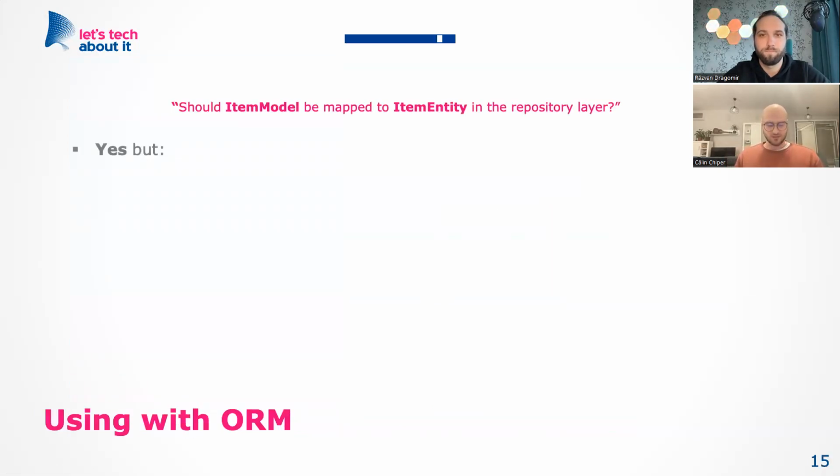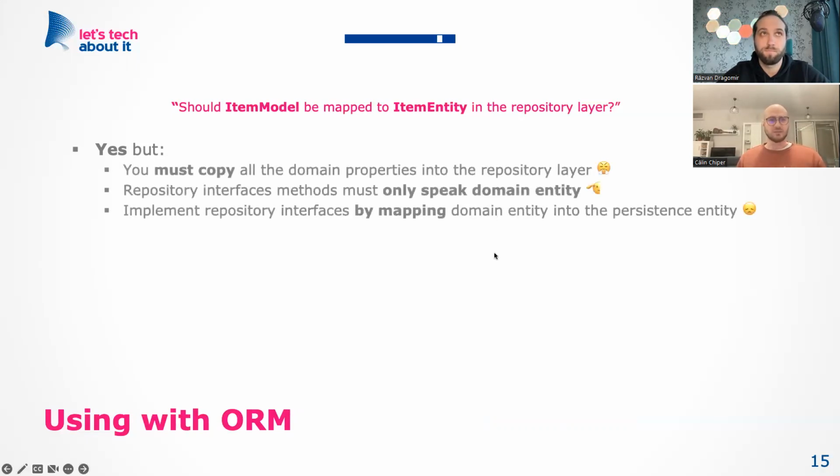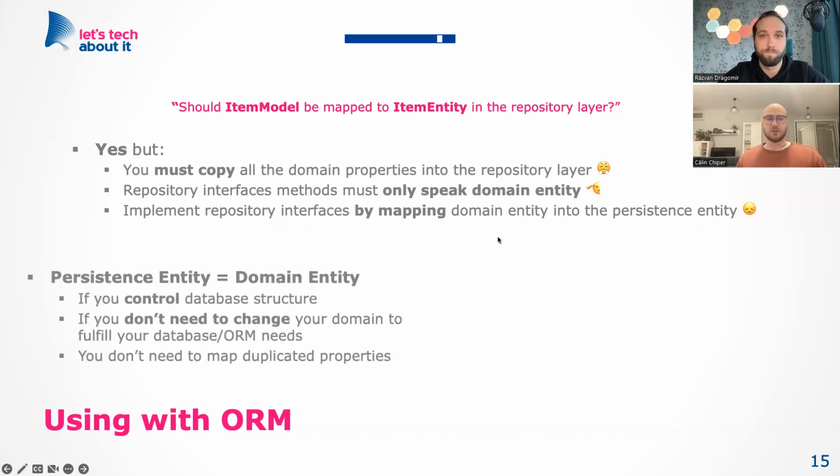Now, speaking of repositories and databases, if you follow the Onion architecture by the book, maybe you had this question: should I map my domain model into a domain persistence entity in the repository layer? And the answer is yes, but you need to assume the following thing. You'll have a lot of duplicated properties. You probably need to implement, again, a mapper inside the repository layer in order to convert your domain into a persistence entity. And that's why we came up with two recommendations.